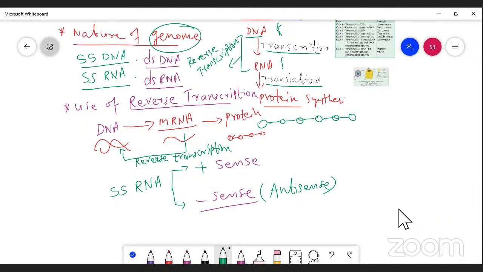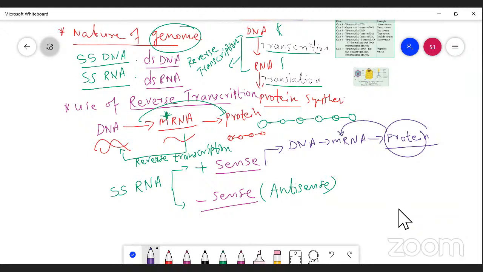The positive sense of RNA: in the presence of positive sense RNA, synthesis of protein molecules takes place. For this type of RNA, the positive sense of RNA, DNA is converted to mRNA, and mRNA is converted for the synthesis of protein. The protein is synthesized only from mRNA. The mRNA in between is the positive sense of a single strand of RNA.